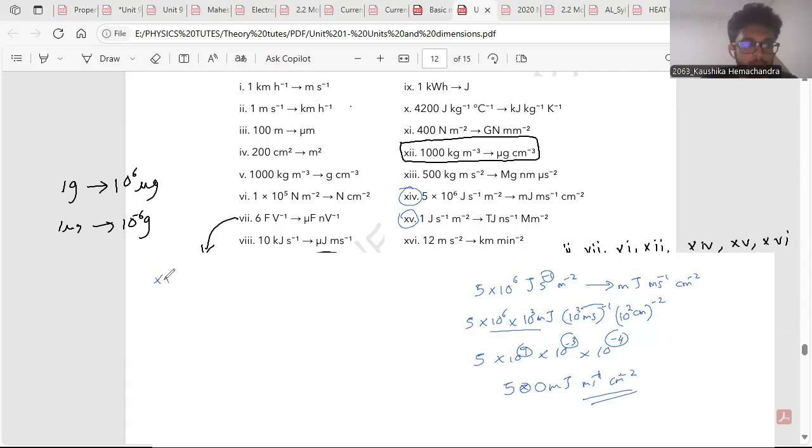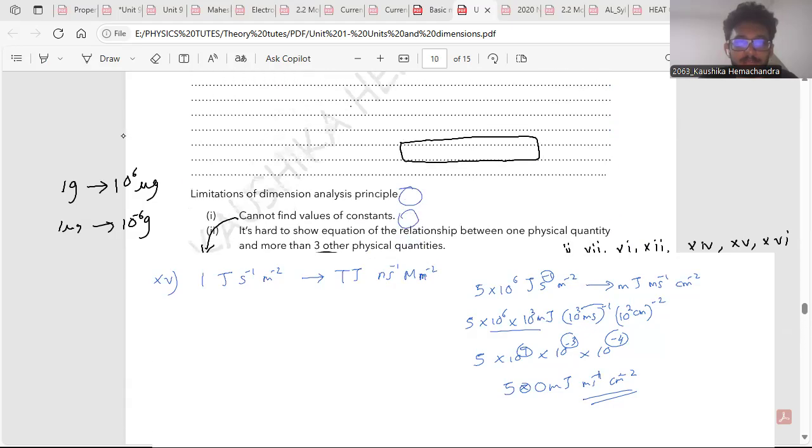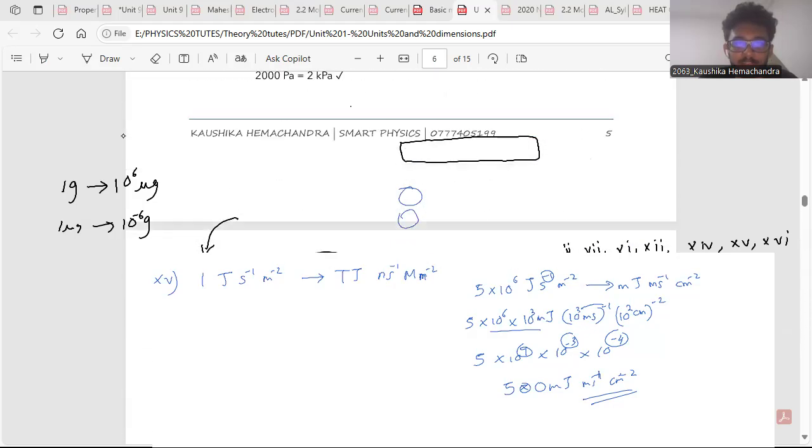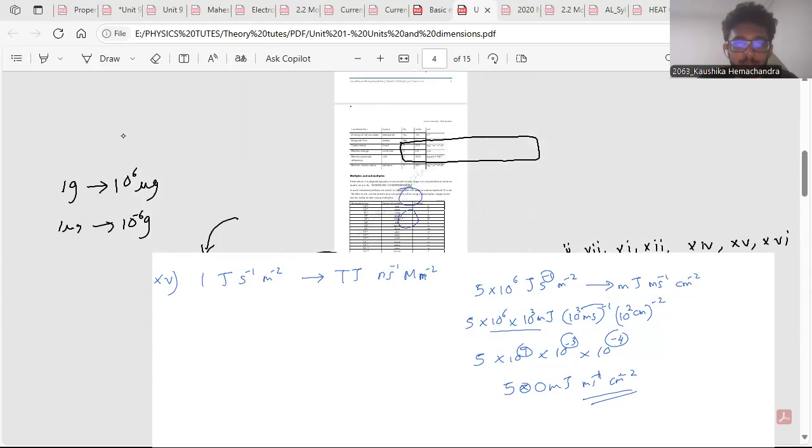15th one. 1 joules per second per square meter going into terajoule per nanosecond per megameter squared. You won't get units like this anywhere else, it's just for practice. Even I don't remember what tera is. You have to remember the prefix of tera.